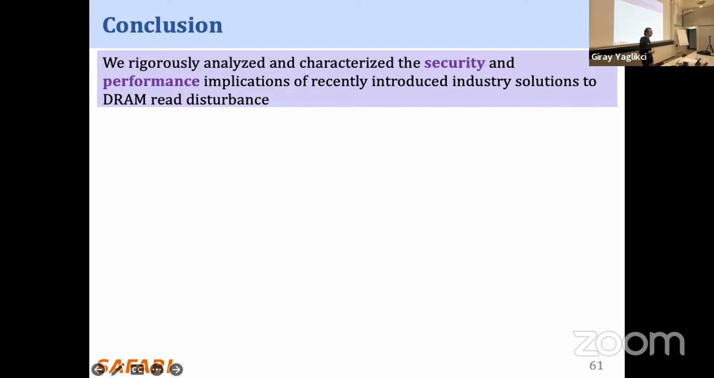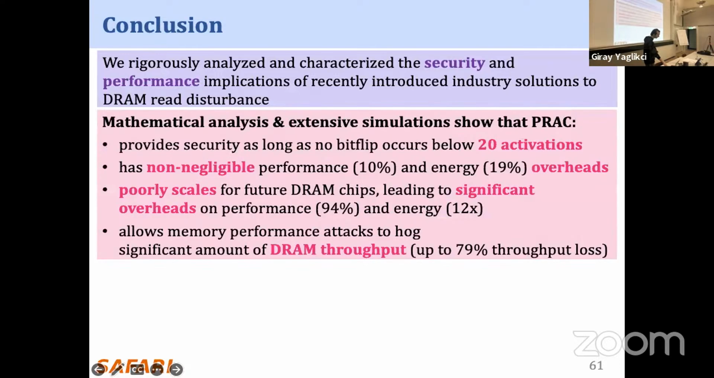So we rigorously analyze and characterize the system and performance overheads of these newly introduced industry solutions to DRAM disturbance. Our evaluation showed that PRAC is secure against RowHammer thresholds down to 20, has high performance and energy overheads for today's DRAM chips, and it poorly scales to future DRAM chips, inducing higher system performance and energy overheads.